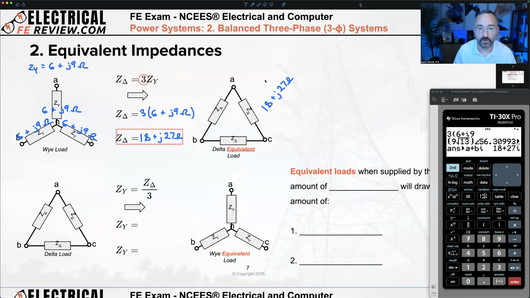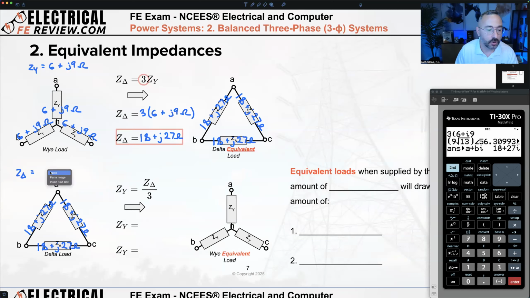We've got this value from A to B, this value from B to C, and this value from C to A. All right, can we do this backwards? Now I have an 18 plus j27 ohm balanced delta connected load. So now Z_delta equals 18 plus j27 ohms. How do I convert it to a Y impedance?